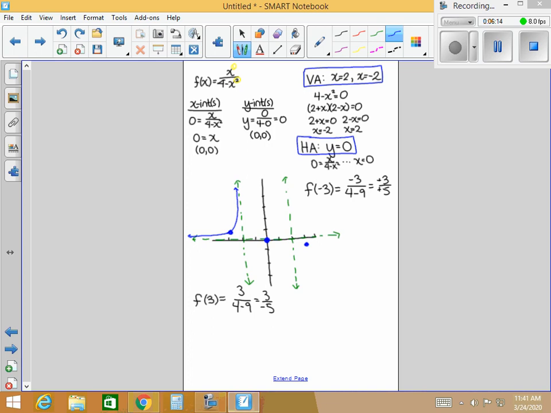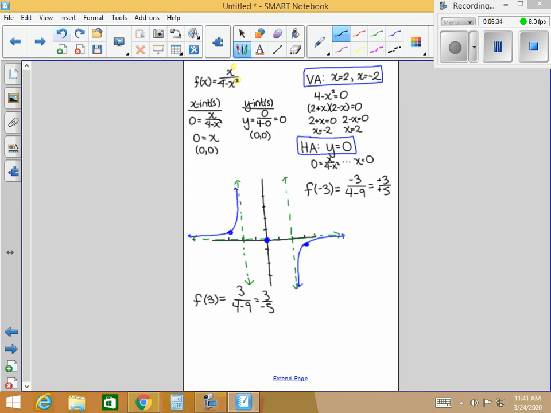Again, as I move to the left, I know I can't go up because then I'd cross that asymptote. So I have to go down, and I'm just going to hug that one. As I go to the right, again, I stay below it because I verified earlier that the only place I actually cross it is right there at the origin.